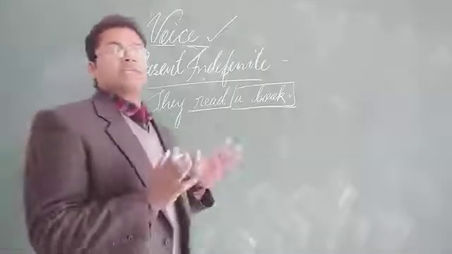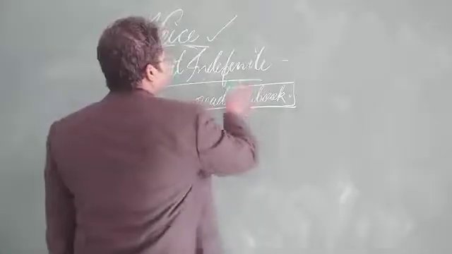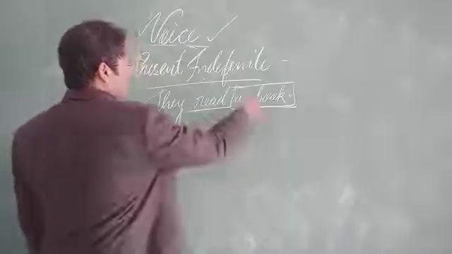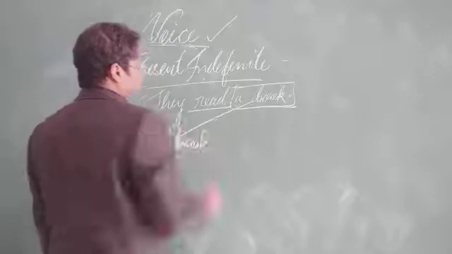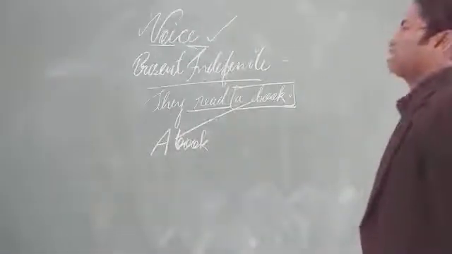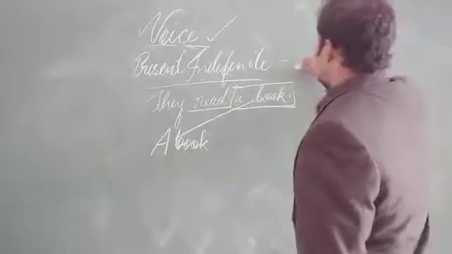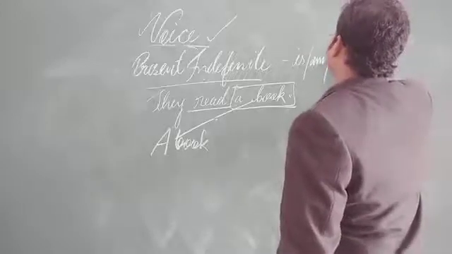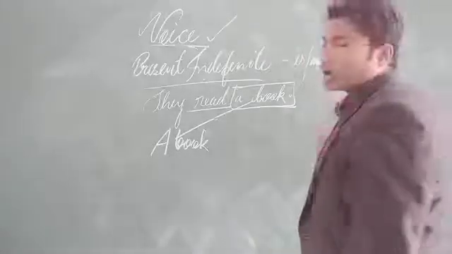Now we can easily transform this sentence into passive voice. First of all, we have to consider the object of the sentence as subject of passive sentence. A book. Okay. Present indefinite tense. The verbs which are retained while we transform into passive voice are is, am, are.